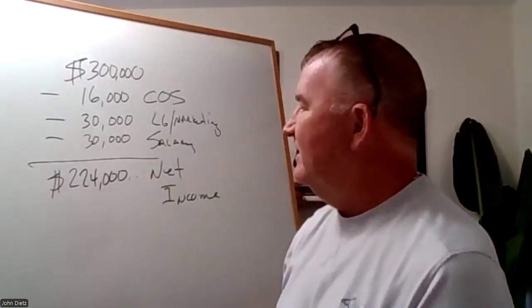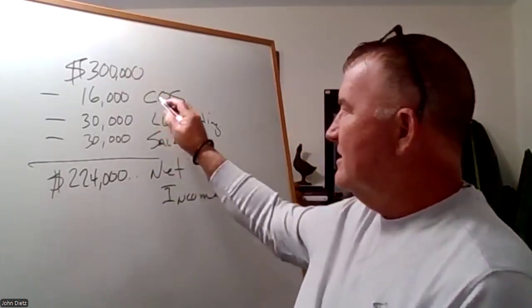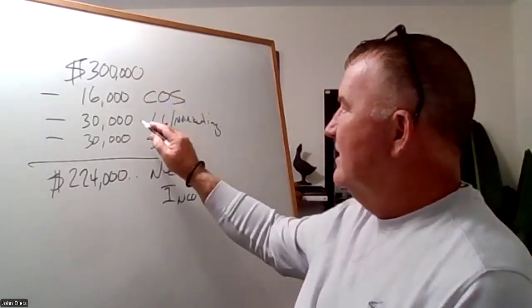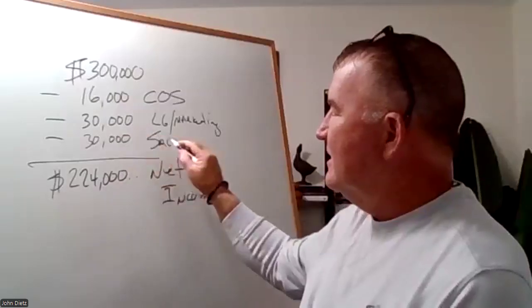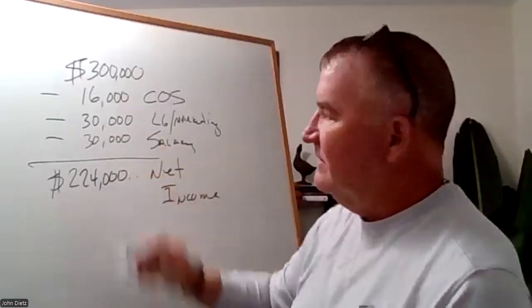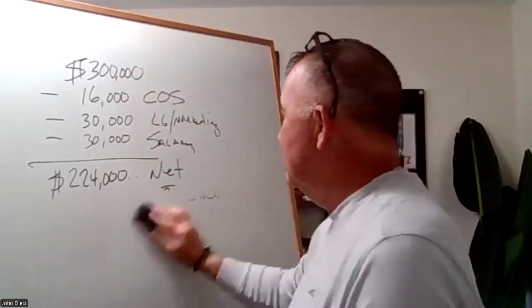All right, so we have a net income of $224,000 on $300,000 gross income. Our cost of sale was $16,000. We're spending 10% on lead generation and 10% on leverage. That leaves $224,000. Very simple budget model based on a gross income of $300,000.